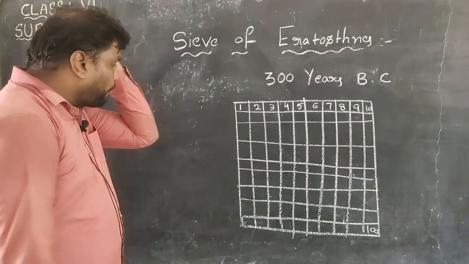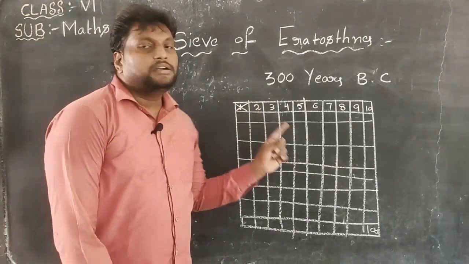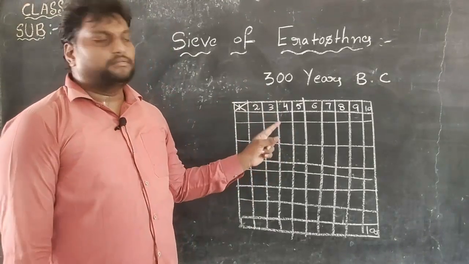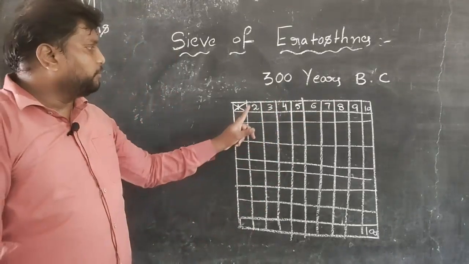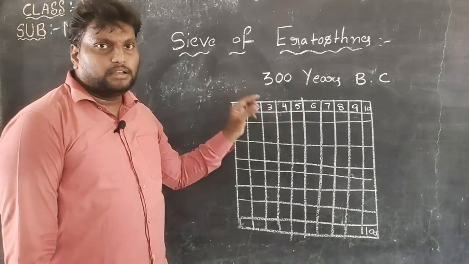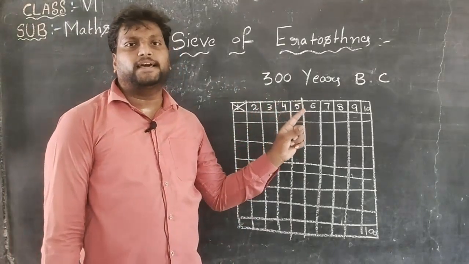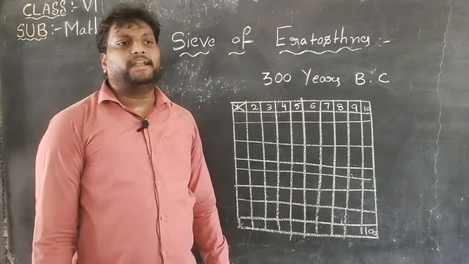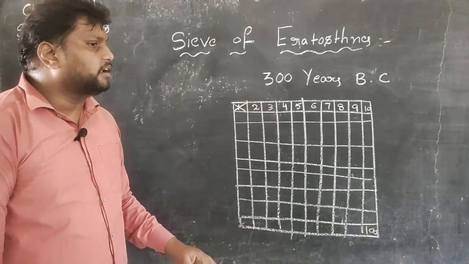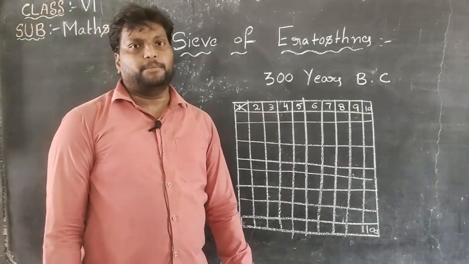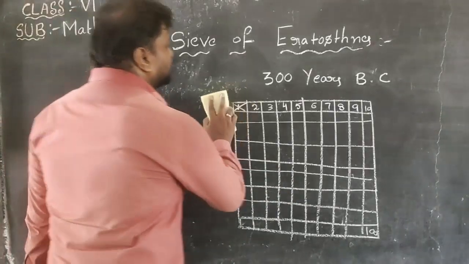In that, 1 is not a prime number, not a composite number, so just strike it out. Next, take the multiples of 2 and circle them. For the multiples of 2 take one color, for the multiples of 3 use another color, and for the multiples of 4 another color, like that up to 100. Whichever number has no color, those numbers are called prime numbers. Do this activity at home, each and every one.